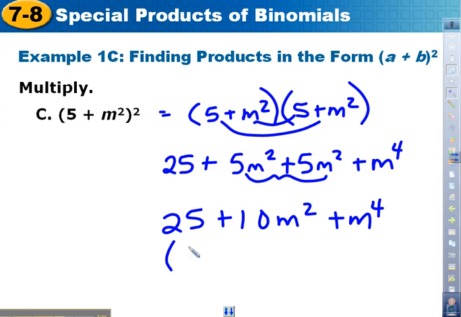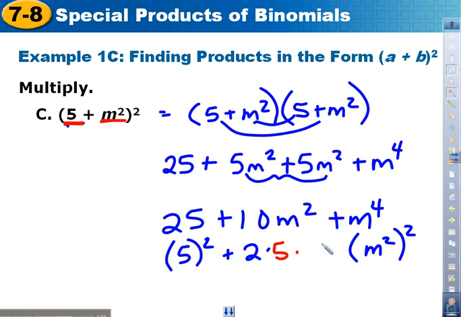Isn't this guy right here 5 squared? And isn't this guy right here m to the second being squared? And isn't this guy in the center 2 times this guy here multiplied by this guy here? Whoops, that was supposed to be red. That's the pattern I wanted you to notice. We call it a perfect square trinomial.